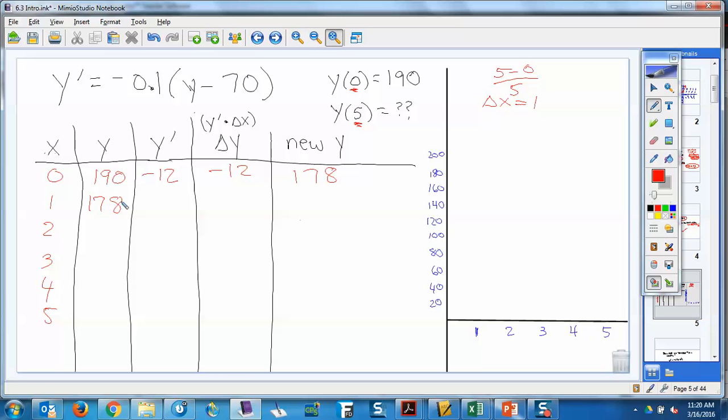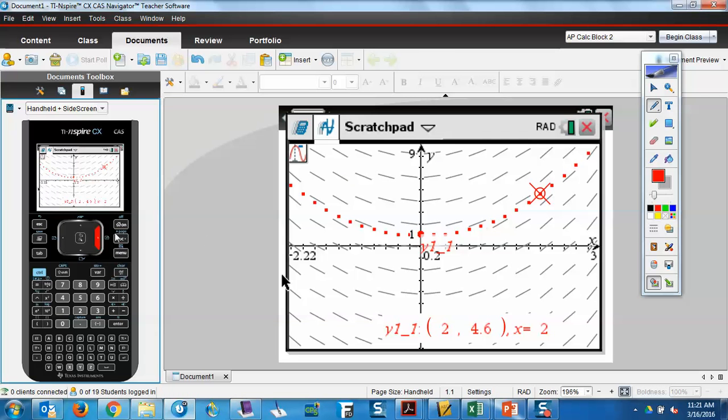Now, is it really going to be 178? No, because the slope is not going to be negative 12 for that whole 1 minute. It's actually going to slow down. Newton's law of cooling, it slows down as it goes. Now let's do it on our calculator as some practice for that. You could fill in the rest of that table, but you don't have to. You're going to have a couple on your homework of different ones to do. But let's go back to the calculator just to practice this.